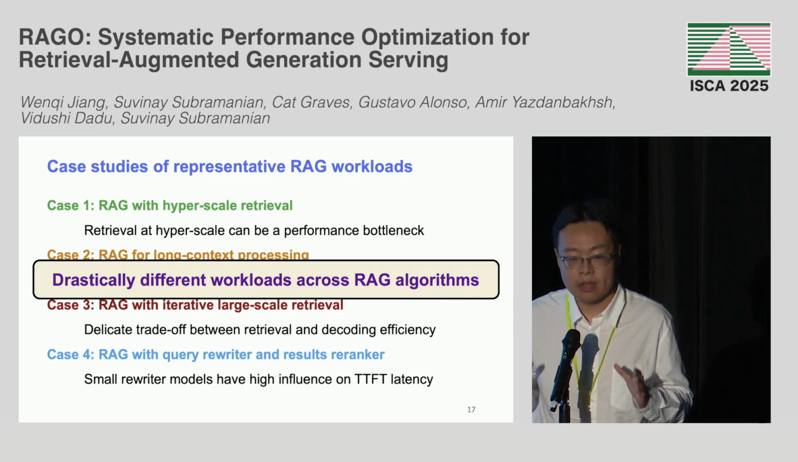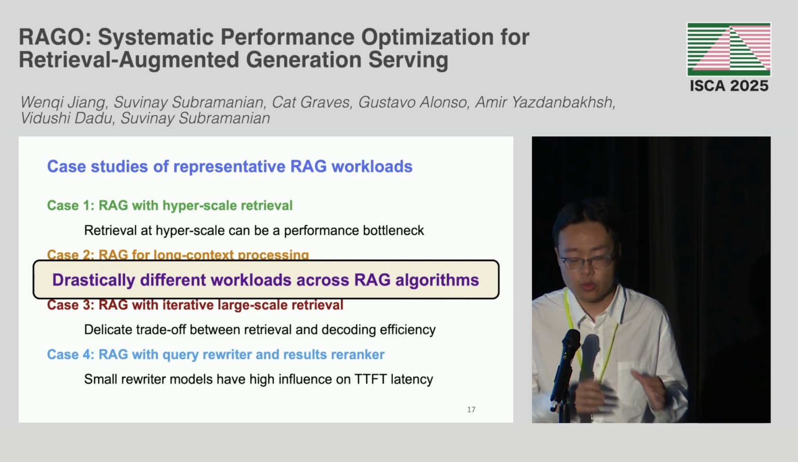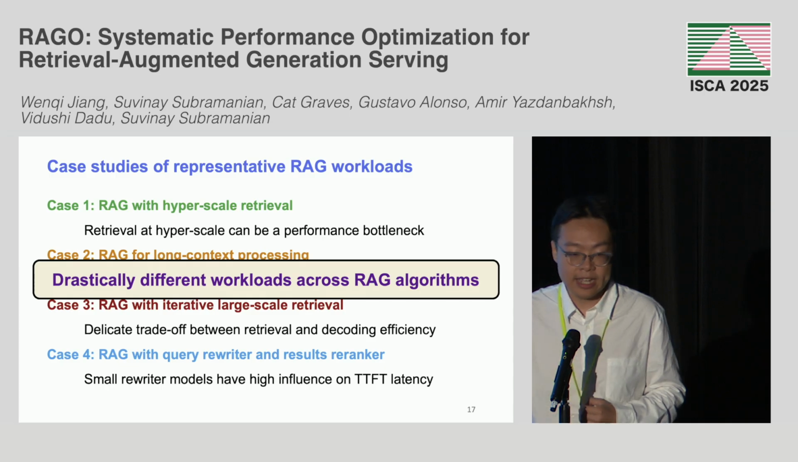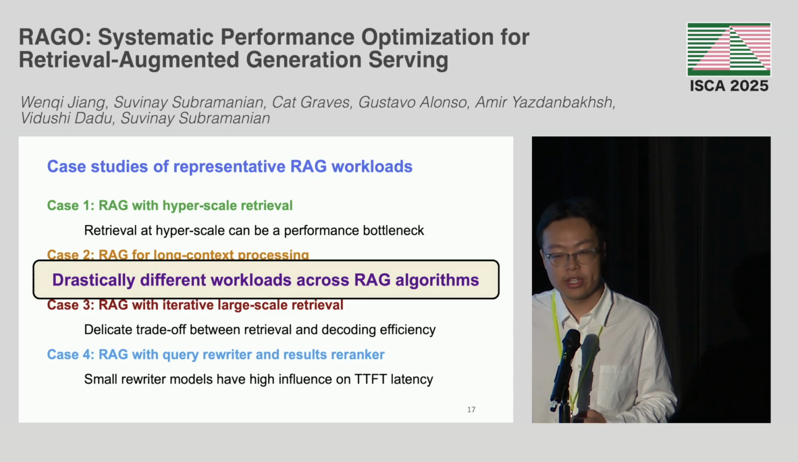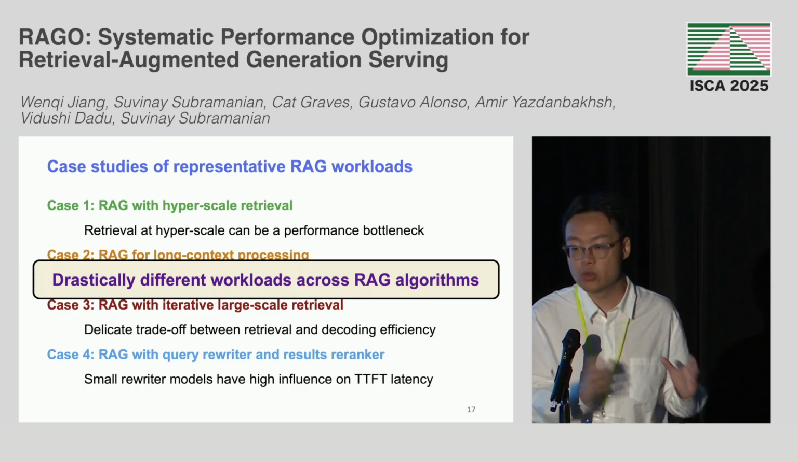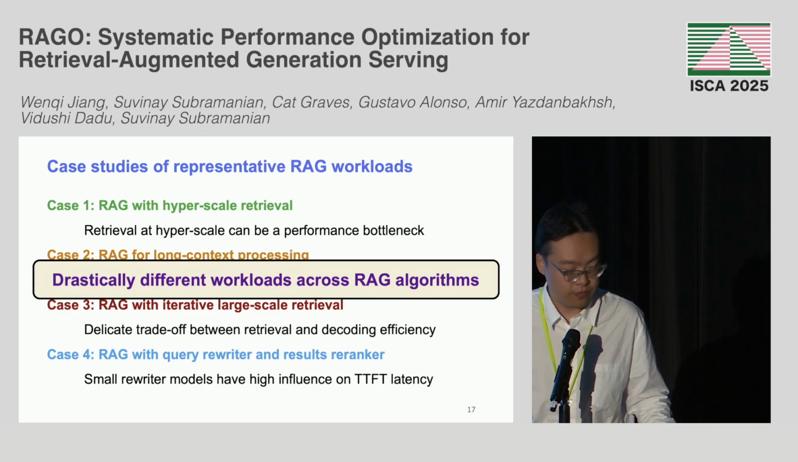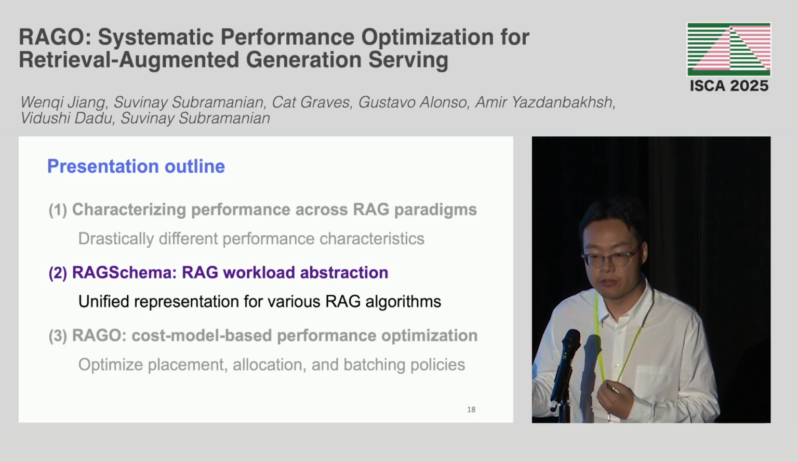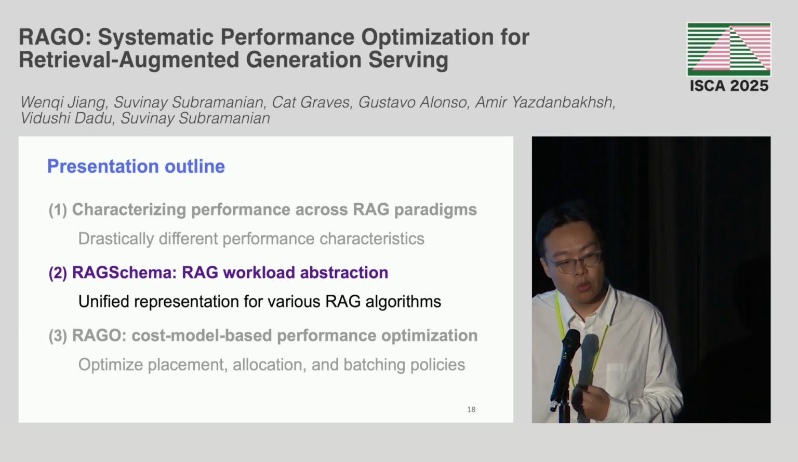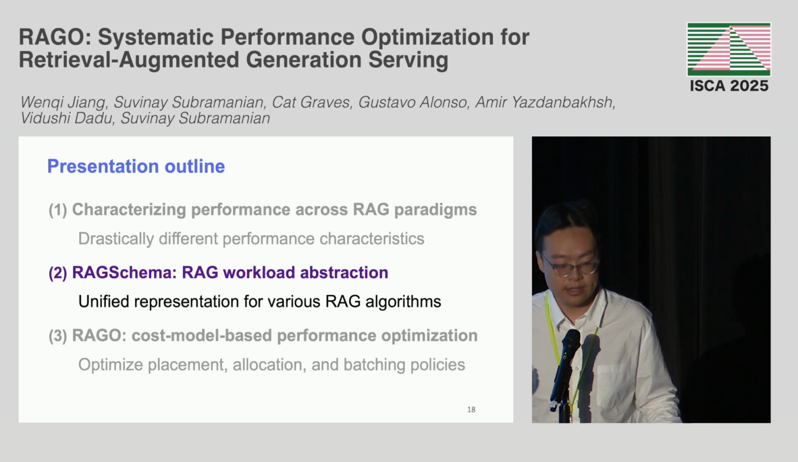So across all these examples, we can see that the workload across different RAG algorithms really differs a lot and looks like completely different sub-problems. So a natural research question here is how can we design a RAG system to accommodate all these very different RAG workloads? Well, before solving the problem, we first need to have a good problem formulation. Essentially, we need a workload abstraction that can capture all these different RAG algorithm variants.